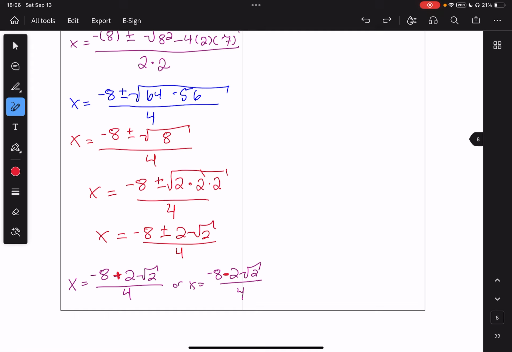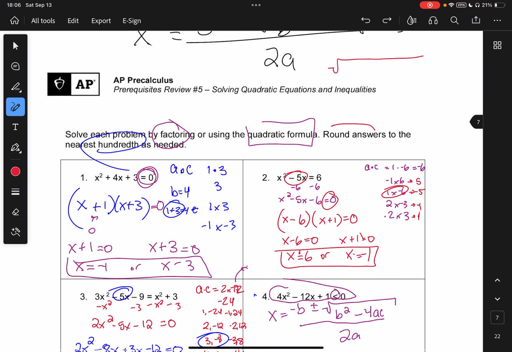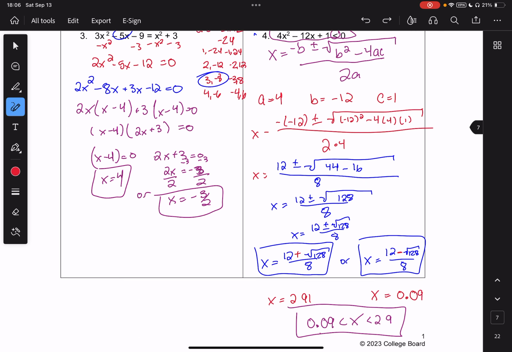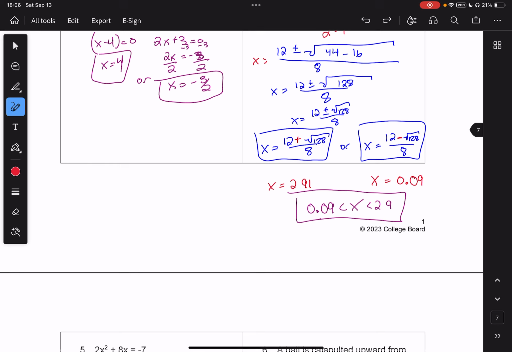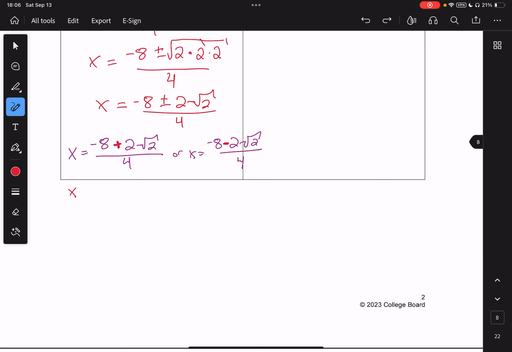And the question is asking, remember how before we had to round? Well, we have to round again because the question says round answers to the nearest hundredth as needed. So that's why over here we did hundredths. Now here we're going to also round to hundredths. So x is either equal to negative 1.29 or x is equal to negative 2.71. These are our 2 answers.